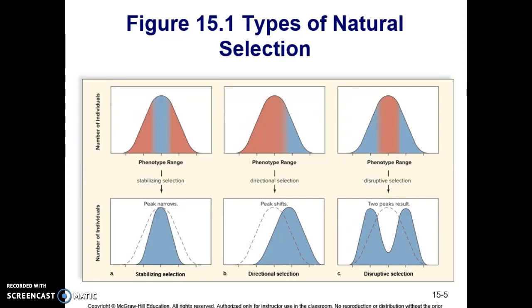And so if we think about polygenic traits that create a range of phenotypes, we usually get this nice bell curve where there's not many extremes and everybody else is in the middle. If we see that bell curve changing over time, it's showing that the population has changed over time.